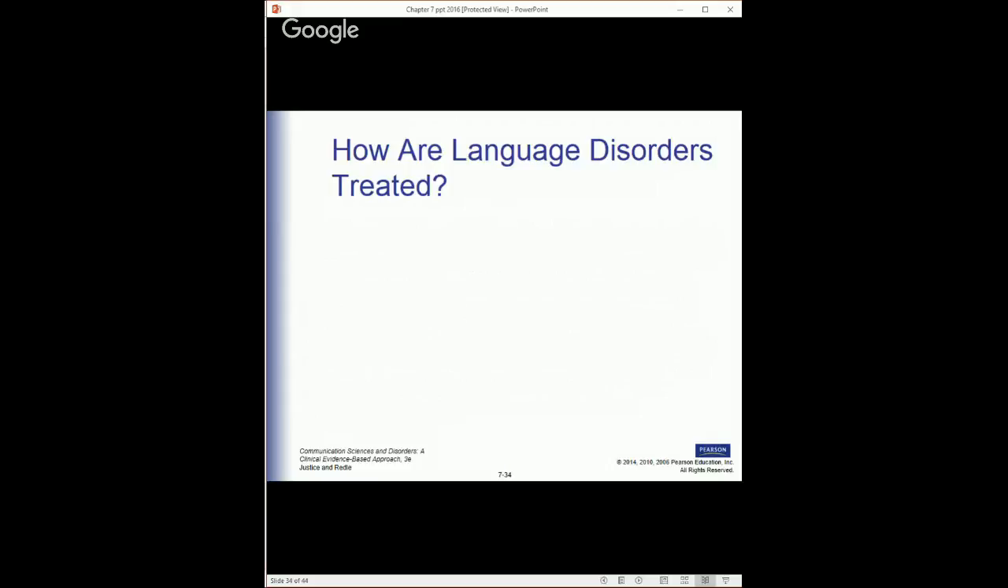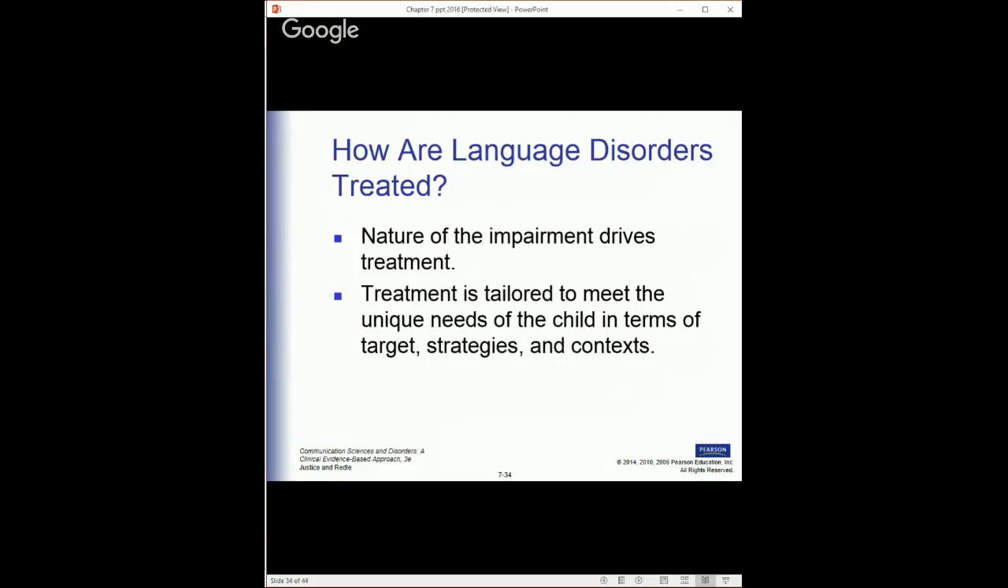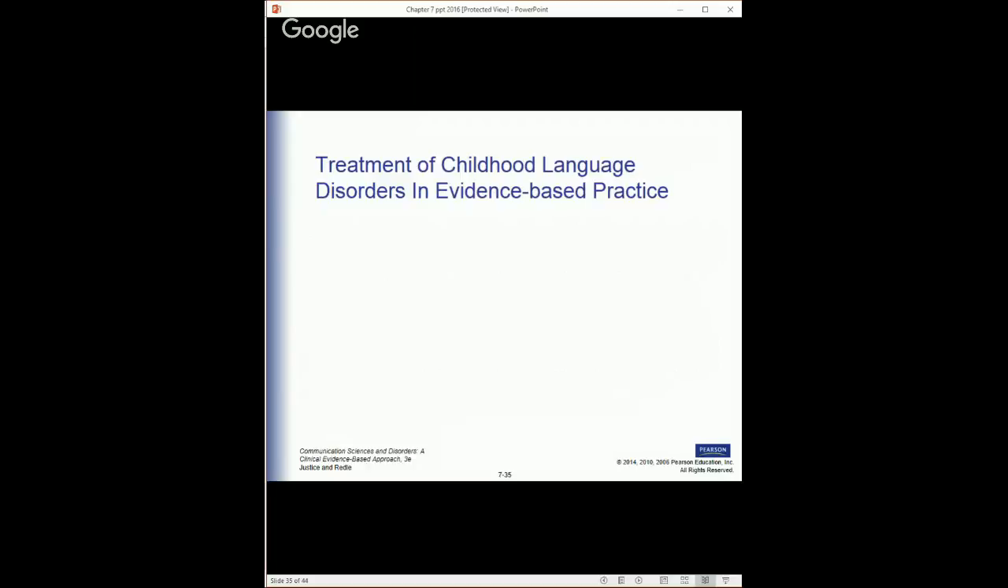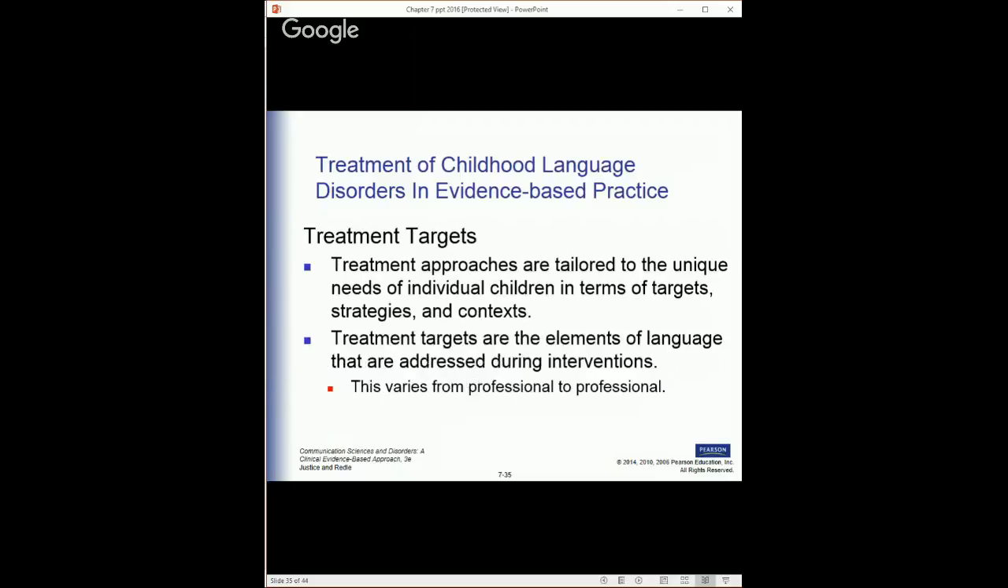How are disorders treated? The nature of the impairment is going to drive the treatment. Treatment is tailored to meet the unique needs of the child in terms of target, strategies, and context. Treatment approaches are going to be tailored to the unique needs of individual children in terms of target, strategies, and contexts.